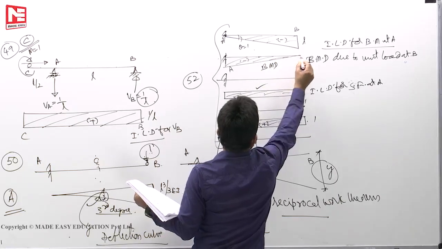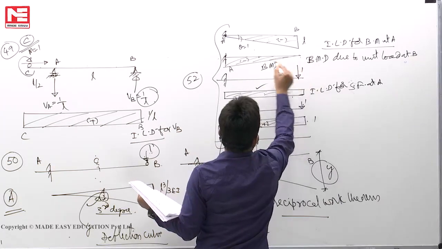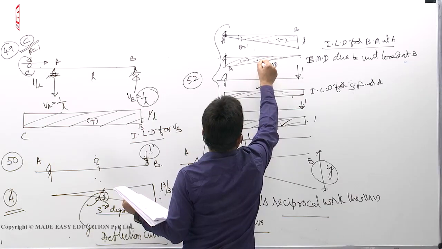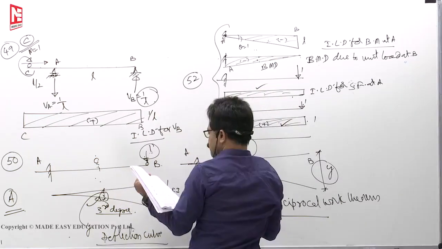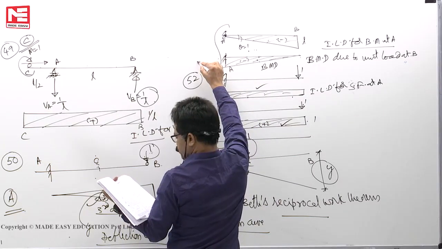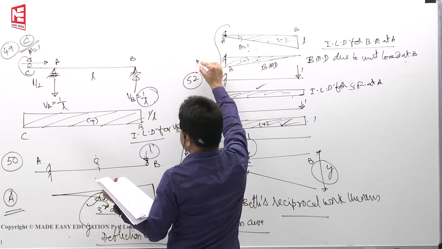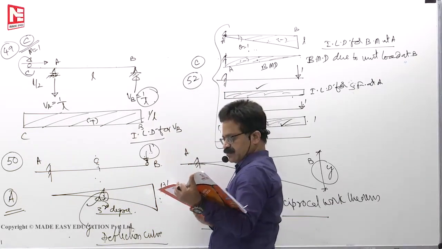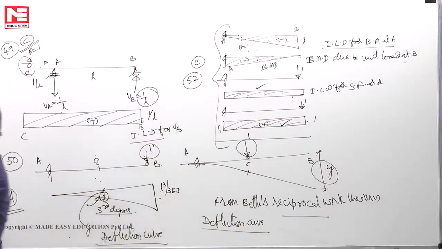Then when unit load, if you keep it here, bending moment is this one. See, these two shapes are not same. That means reason is false. A is true, R is false. So 52, C is correct. A is true but R is false. Next 53.